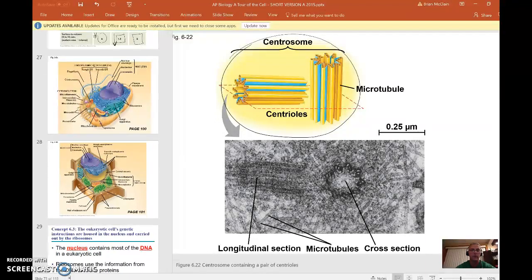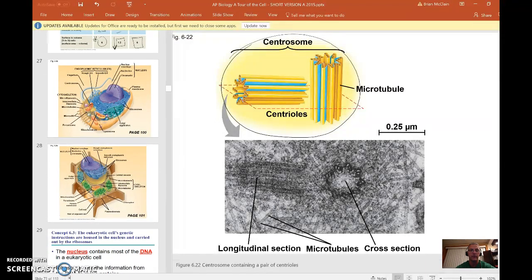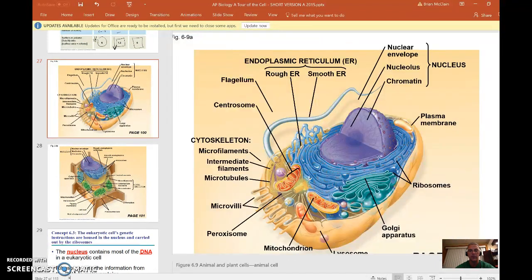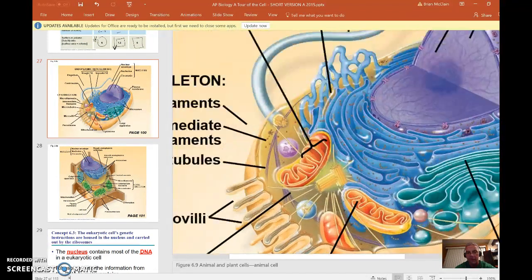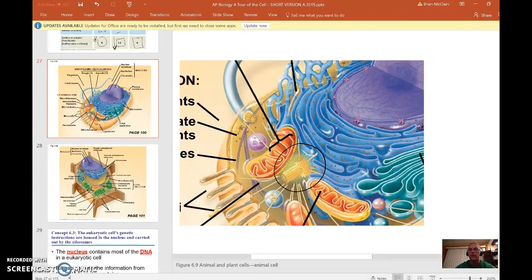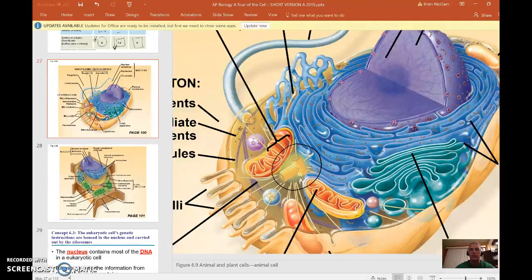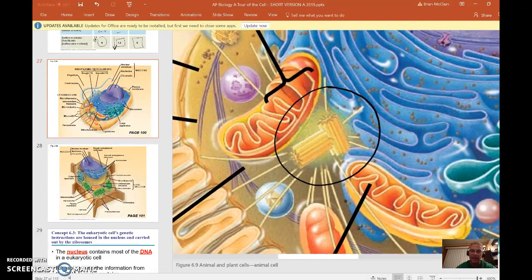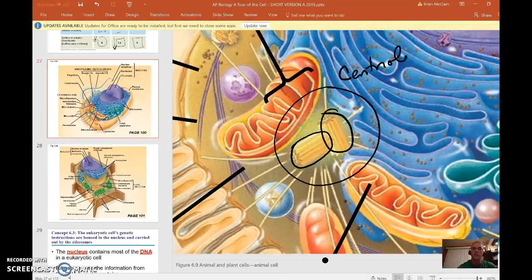But if we go right over here, let me see if I can slide this over, make this a little bit bigger. Okay. So right here, this is that centrosome, and it's somewhat close in proximity to where that nucleus is at. Inside the centrosome, we have two of these things right here and right here. Those are centrioles.